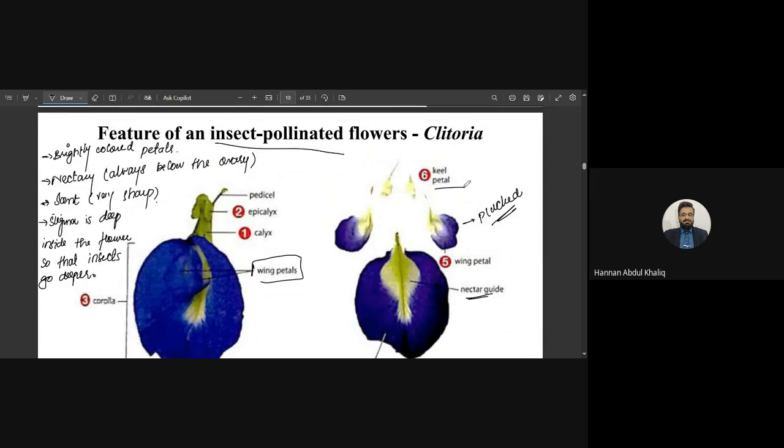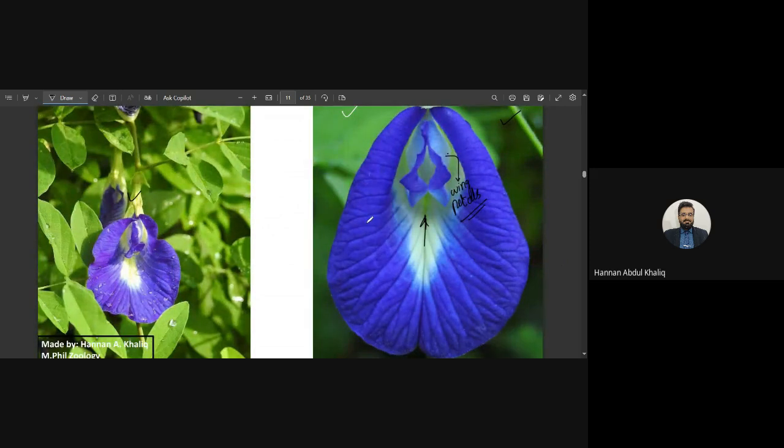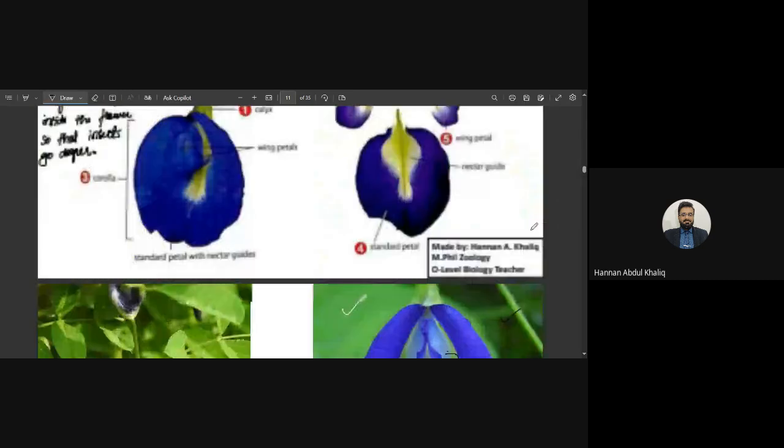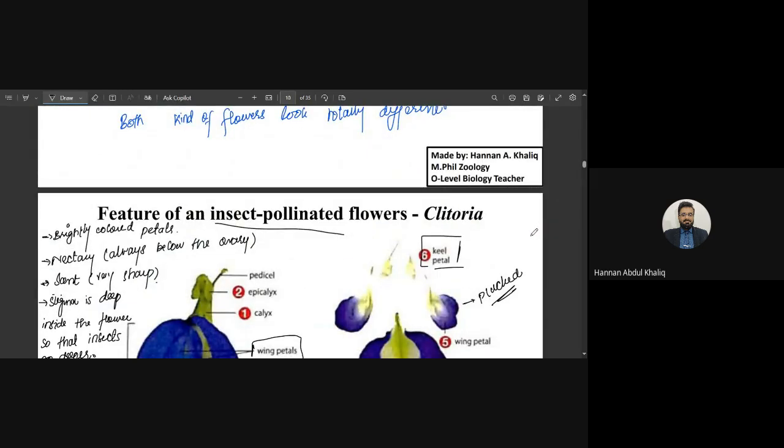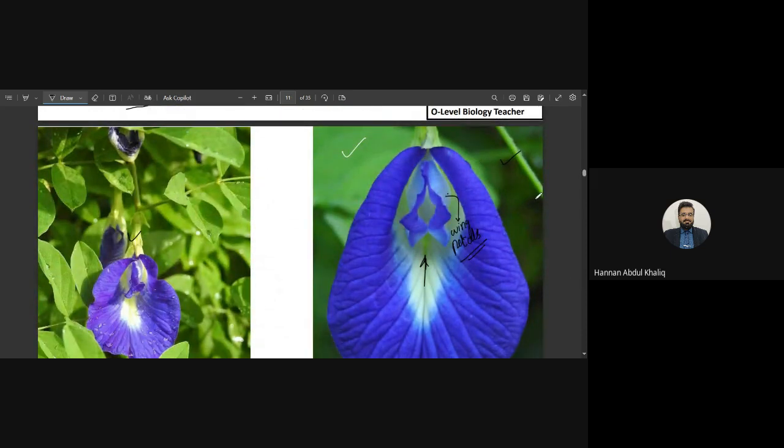Inside of the wing petals, you would find more petals called keel petals. You cannot see these keel petals from outside. These keel petals are situated inside the wing petals. So you see, the insect would have to make its way through the flower petals. It's not that simple.